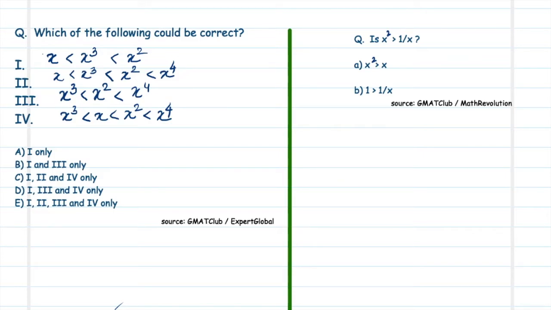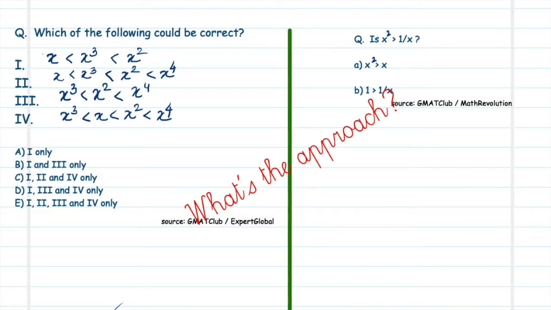As usual, we will learn a concept and solve some examples to apply the concept. As you can see from the examples on the screen, many times GMAT can test you on the relationship between x, 1 by x squared, x cubed, and so on. So the question is, how do we approach such questions? Is there a specific approach or framework to attack these questions?